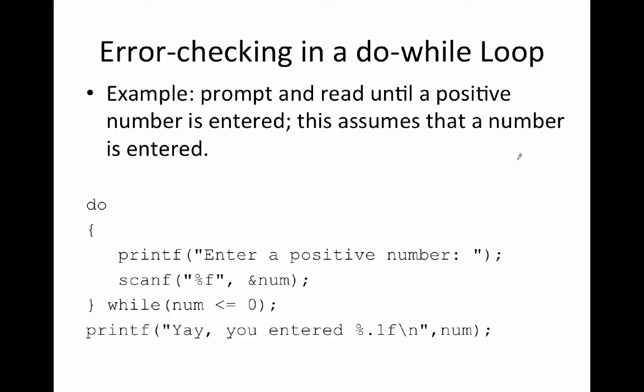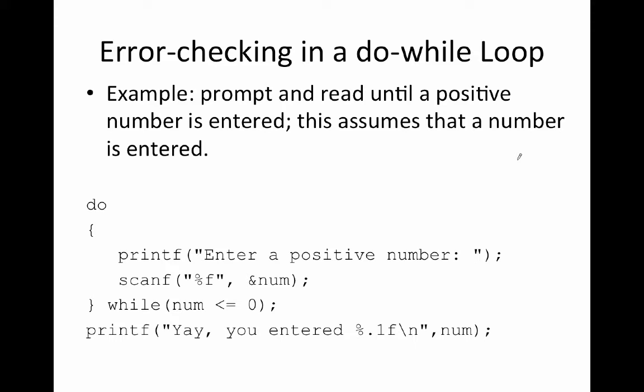When you're prompting the user for something, there's almost always a valid range of values. So we should really error check and make sure that the user is entering something that's correct. So here's an example using a do-while loop. A do-while will force the action to take place at least once.